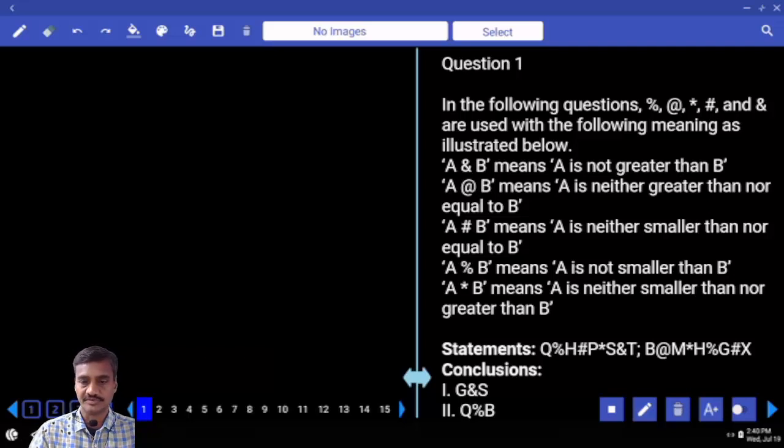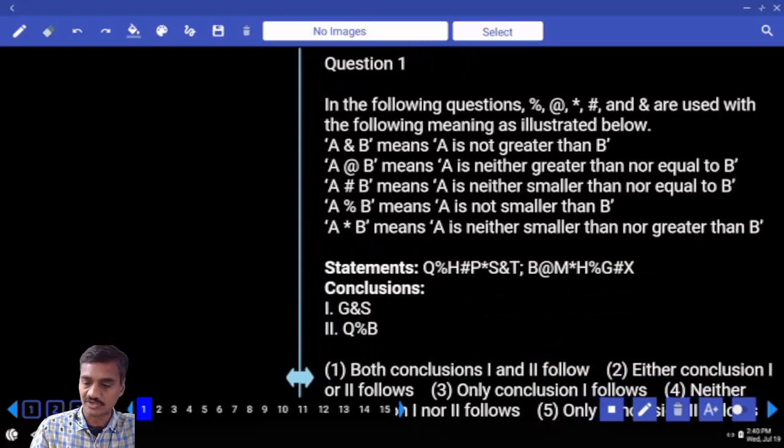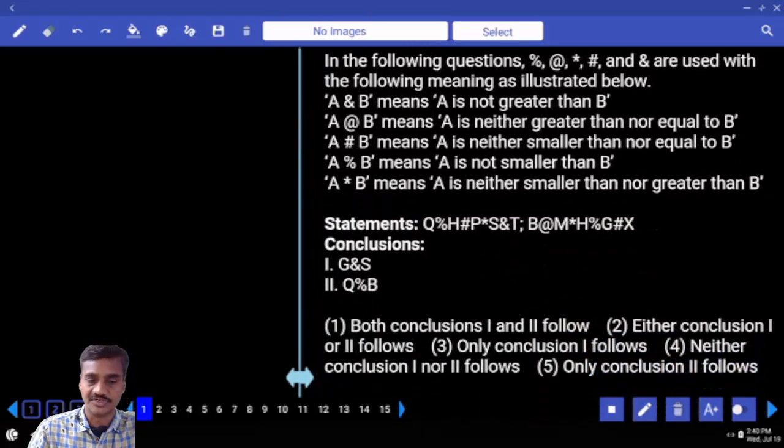Now the first one is based on inequalities, and the symbols were given. How many questions were given under this one? There are 3 questions. Though it is time-consuming, you need to work this one out first, isn't it? Then, what does "and" stand for?